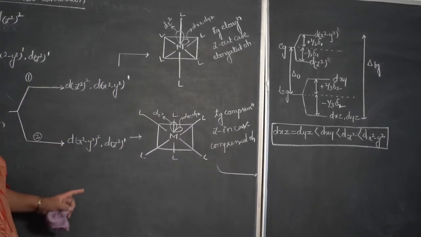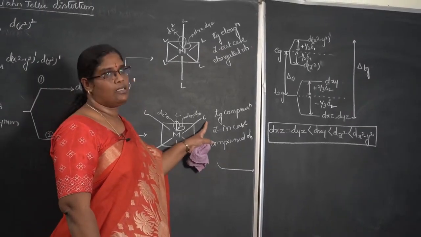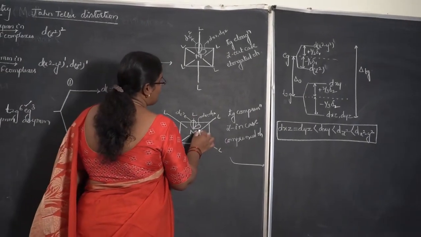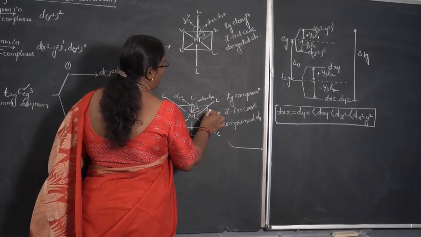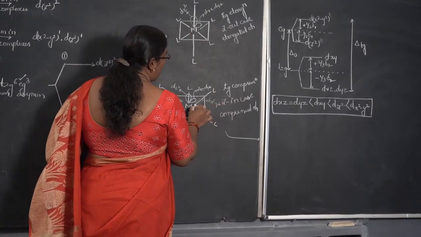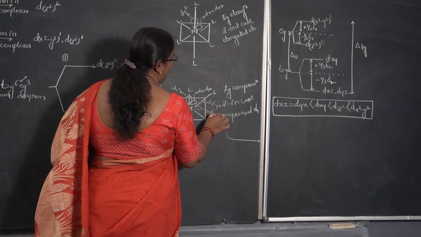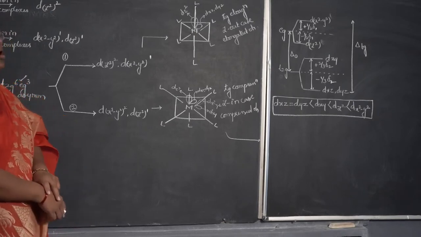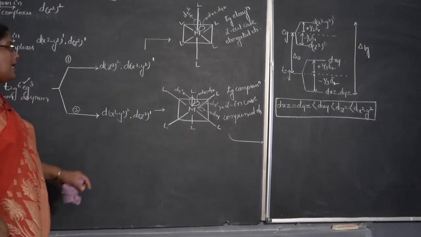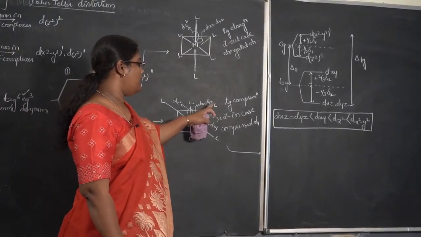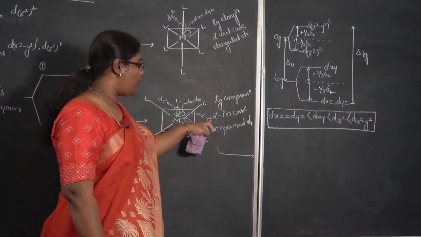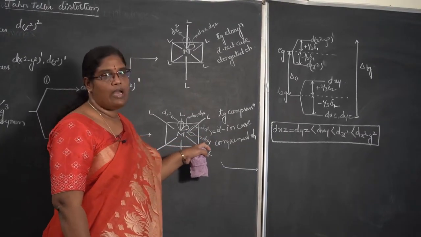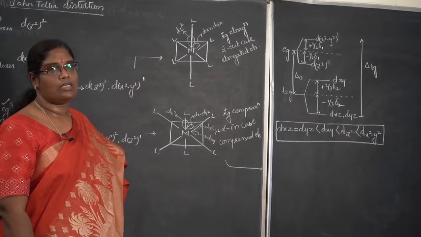Or I can say that ligands along the x and y axis are far away from the metal, therefore the orbital on the x and y axis, that is dx square minus y square, and the orbital close to the xy axis, dxy, will lose the energy. We can represent in any way, in terms of repulsions or in terms of attractions.